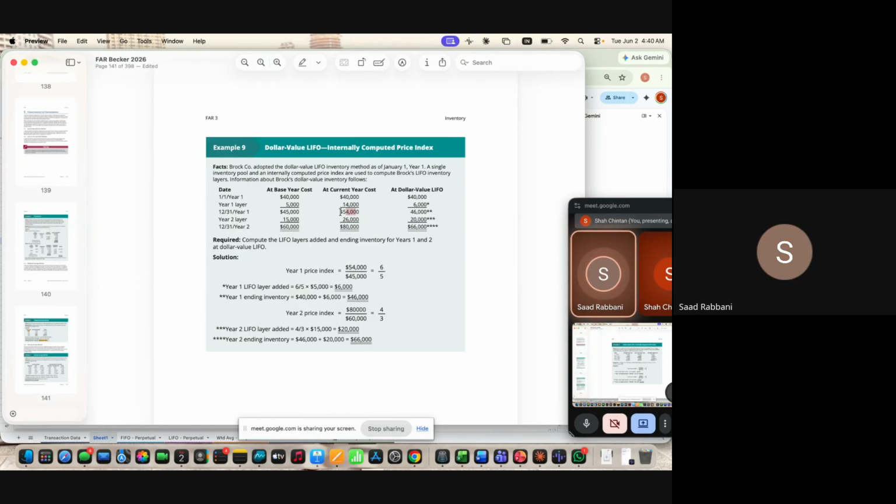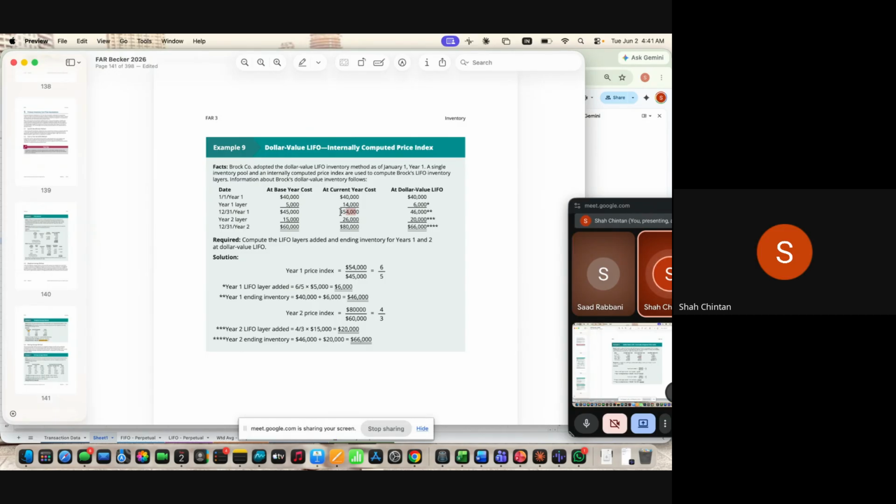But LIFO, won't that go first out? LIFO will go, so what will happen is that amount will go to cost of goods sold. So cost of goods sold will go up, that means your profits will go down. Profits go down, which means you are paying lower taxes.